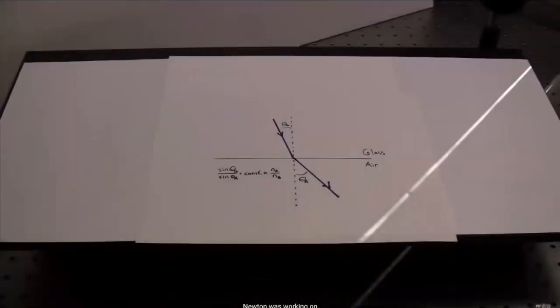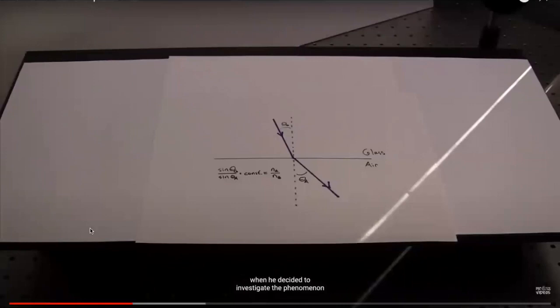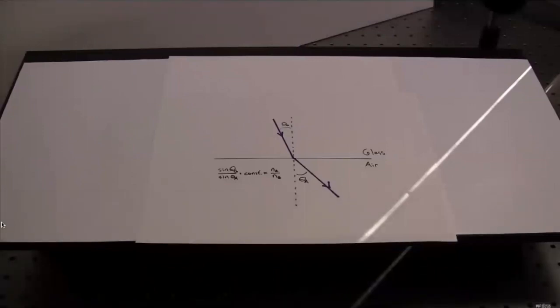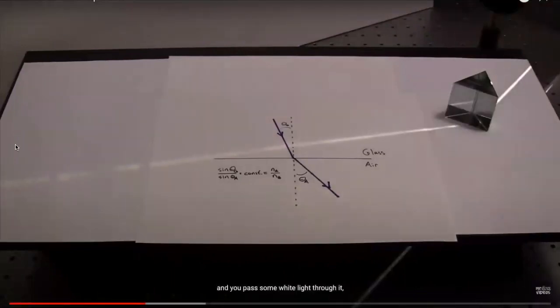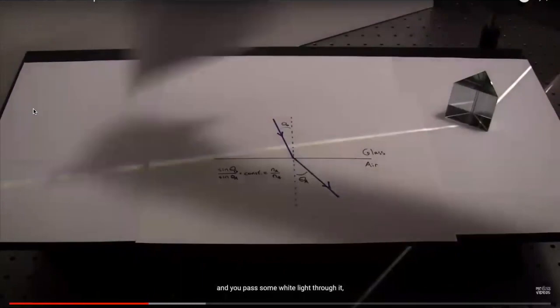Newton was working on designing lenses for telescopes when he decided to investigate the phenomena of prismatic colors. Those are the colors that occur when you pass white light through a prism. So he obtained a triangular prism, and he passed some white light through it, and he saw a rainbow.